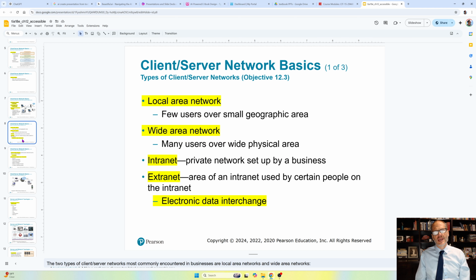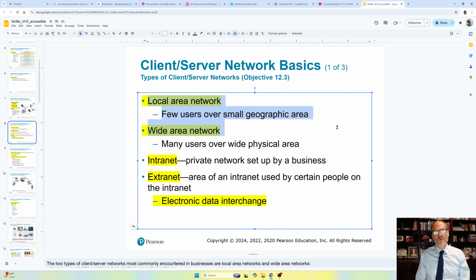We talked about LANs and WANs. A local area network is a network in a small geographic area, like just the computers at Fresno City College. A wide area network is many users over a wide physical area. That would be like all of State Center Community Colleges, like Fresno City College, Reedley College, Clovis College, Madera College, Oakhurst, right? They're all connected with a wide area network over a wide physical area. An intranet is a private network set up by a business, and then an extranet is part of an intranet used by people outside the organization or certain people inside the organization.